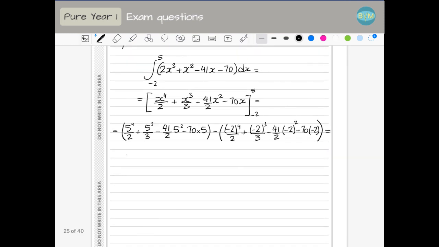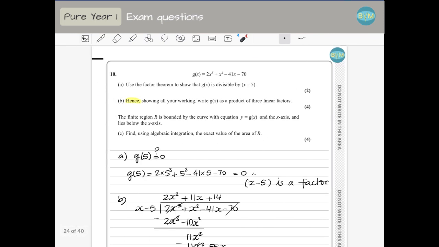The first bit is minus 1525 divided by 3, so it's a long number. And the other one is 190 divided by 3. And when we put them together, we have the integral. Be careful because they are asking us the exact value, so we are not going to divide.